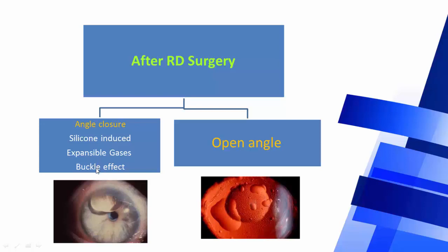The second main cause is the buckle effect. A buckle is a different type of retinal detachment surgery from vitrectomy, and this buckle, inserted in the treatment of rhegmatogenous retinal detachment, can lead to closure of the angle.